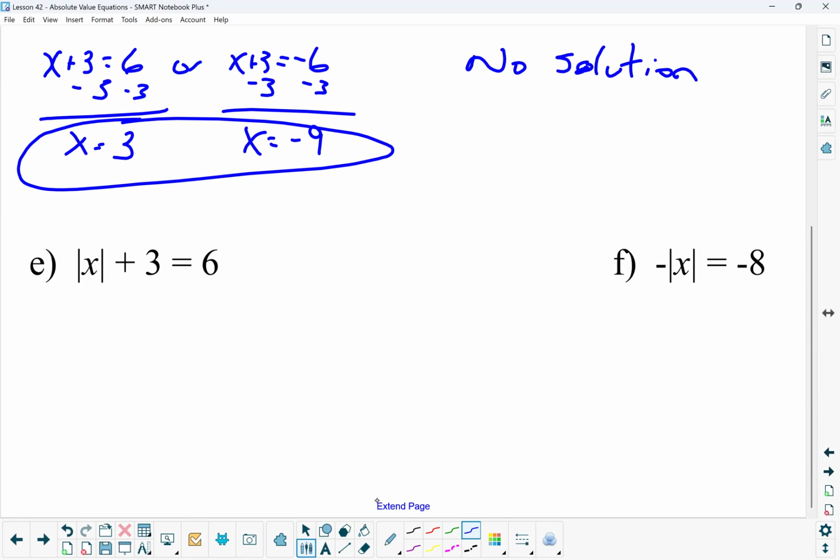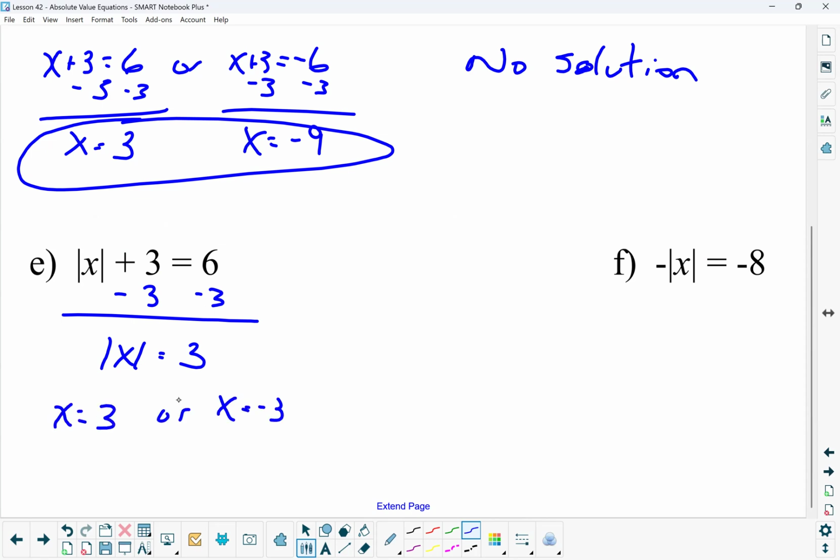Letter E, the absolute value of x plus 3 equals 6. Get the absolute value by itself, which means we subtract 3. So the absolute value of x equals 3, which means x equals 3 or x equals negative 3.